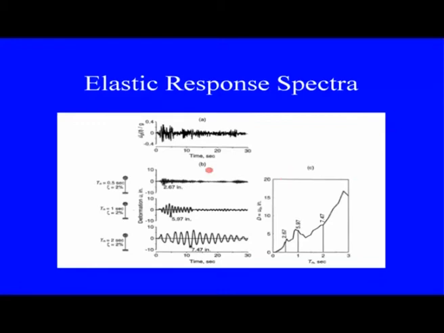Now what happens here is that whenever you have a response for a particular time period, then you have a certain amplitude here. Then you have this 0.5 second, this is 1 second, this is 0.2 second.